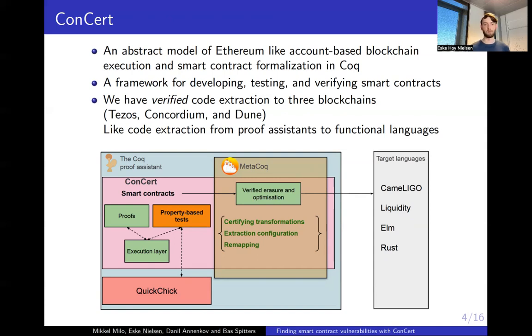As shown in the diagram, all of ConCert is implemented inside of Coq, including the smart contracts, the proofs, the property-based testing, the execution layer, and the verified erasure and optimization used in extraction. Extraction is done using the MetaCoq project, and this allows us to have verified extraction to several different languages, such as CameLIGO and Liquidity, Elm, and Rust.